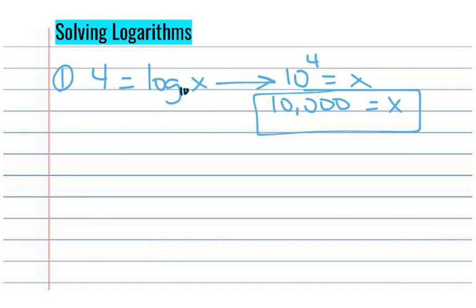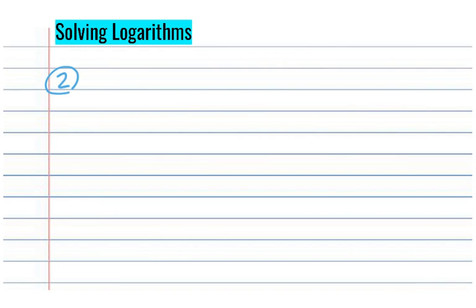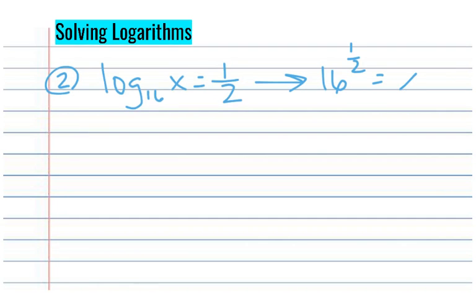Let's try another one. Let's say we have log base 16 of x equals 1/2. So again, I have my logarithm. I know that my base is 16, my number is x, and 1/2 is my exponent. So I now can take my logarithm and rewrite it as an exponential. So I would have base 16 raised to the 1/2 equals x.